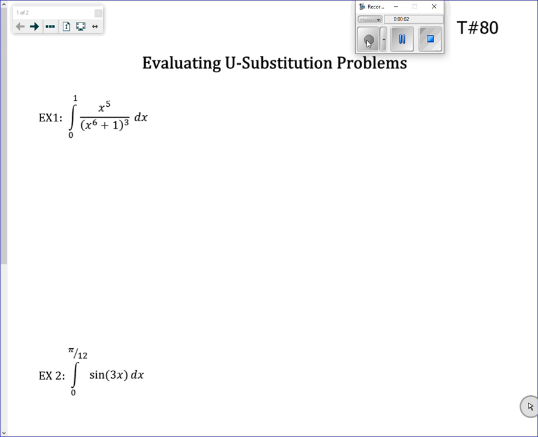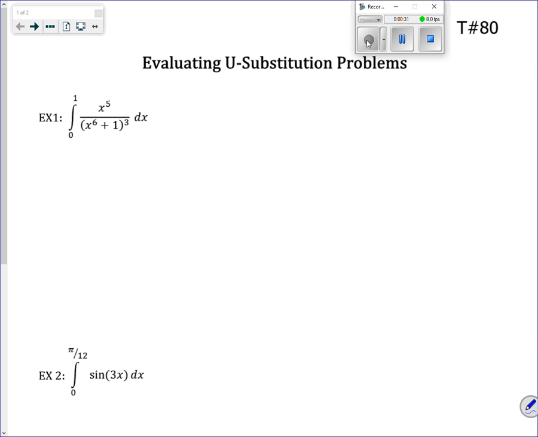All right, so we are ready to evaluate some U sub problems. Notice the difference in these questions versus the ones you've had is that you have bounds. So you're going to evaluate. Let's get going. Let's just pretend that it didn't have the 0 and 1, and I want you to work on seeing if you can do the integration.